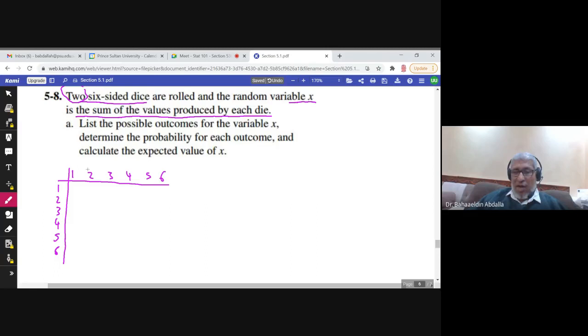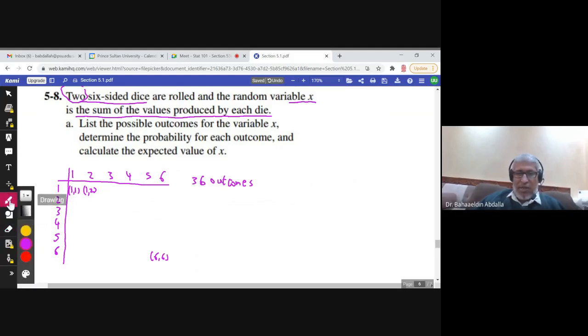And one outcome, for example, here the outcome would be 1, 1. You can write it like this: 1, 1. Here 1, 2, and so on up to 6, 6. So in fact, we have 36 possible outcomes of this experiment. In the sample space, we will have 36 outcomes, from 1, 1 to 6, 6. All right. Now, what is the definition of x?